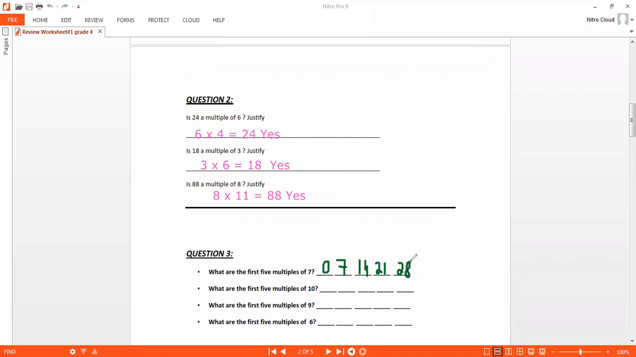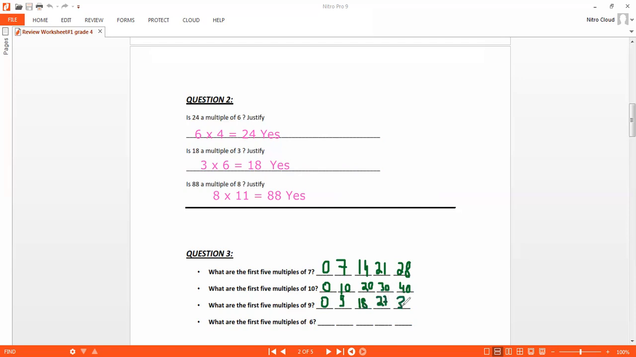The same thing we're going to do in 10. 10 times 0, it's 0. 10 times 1, it's 10. 20, 30, and 40. So that's how you list the multiples of a certain number. Now, what are the first 5 multiples of 9? 0, 9, 18, because 9 times 2 is 18, 27, and 36.